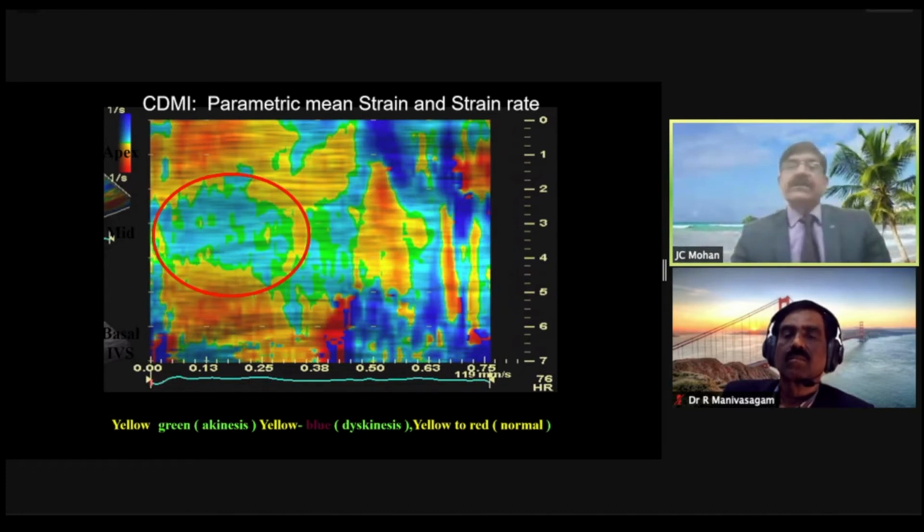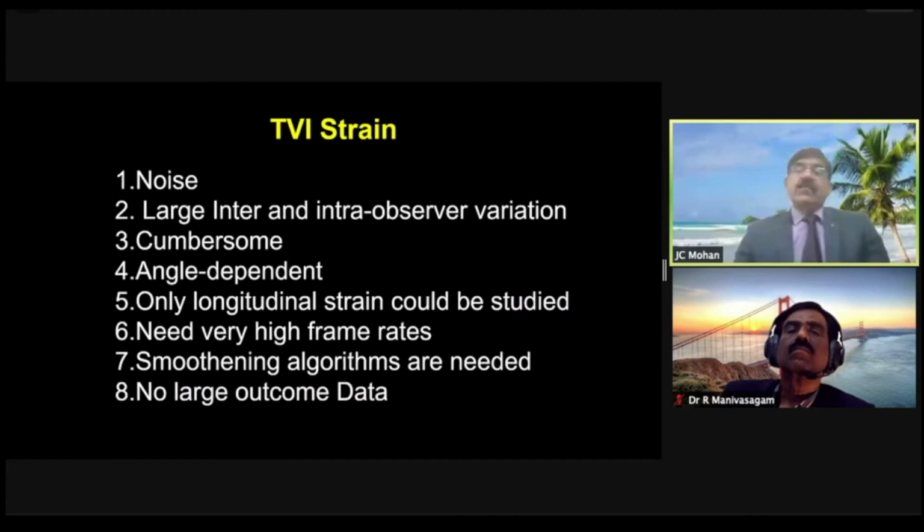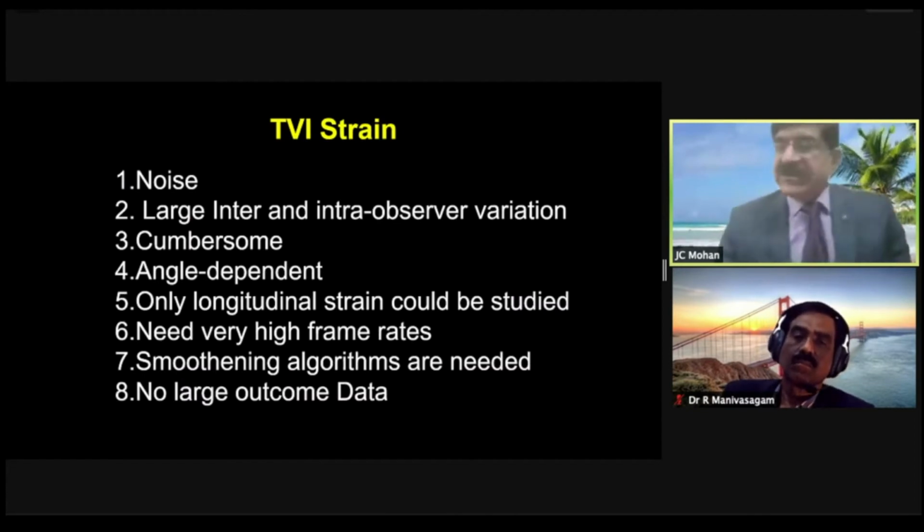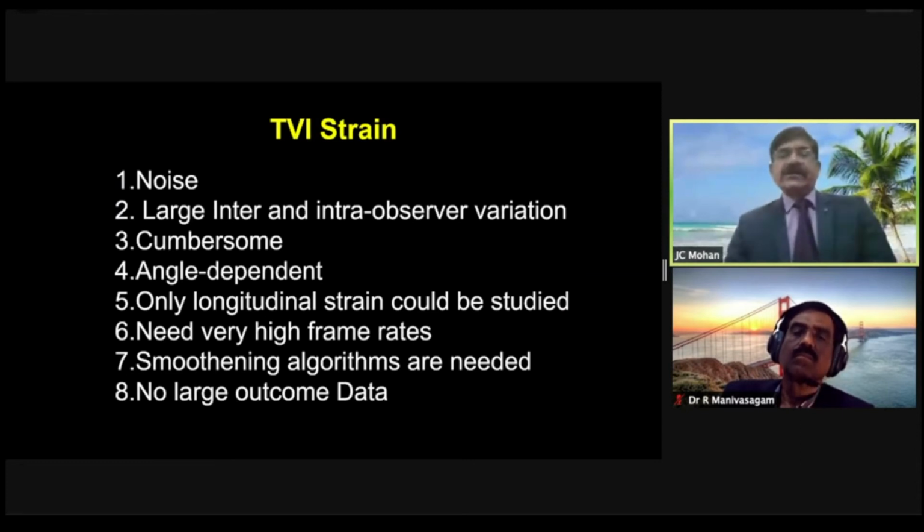And of course, the middle part of the septum is diseased. And you also see post-systolic strain here. Why did we give up tissue velocity strain imaging? Well, there was a good amount of noise. There was a large amount of inter- and intra-observer variability. It was a cumbersome technique, of course angle dependent, as the chairman said.